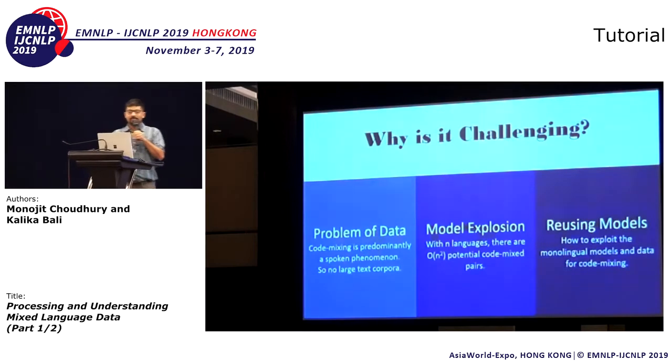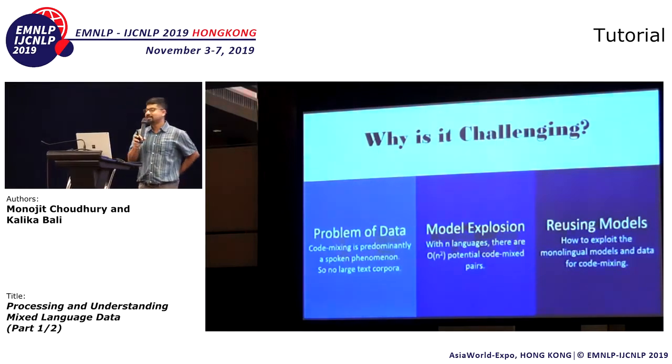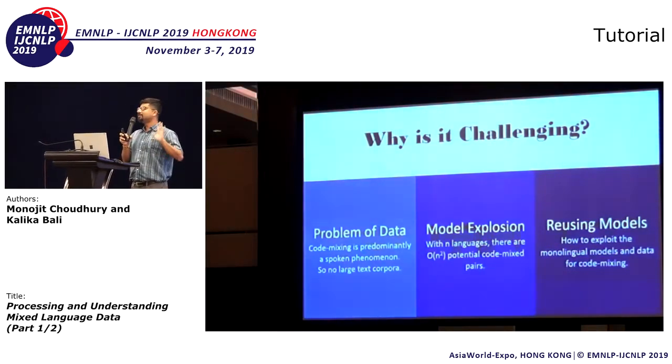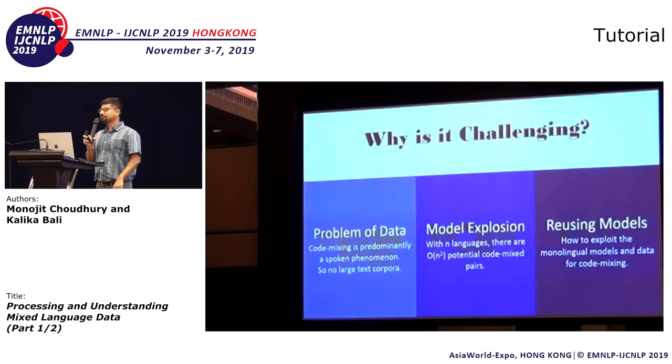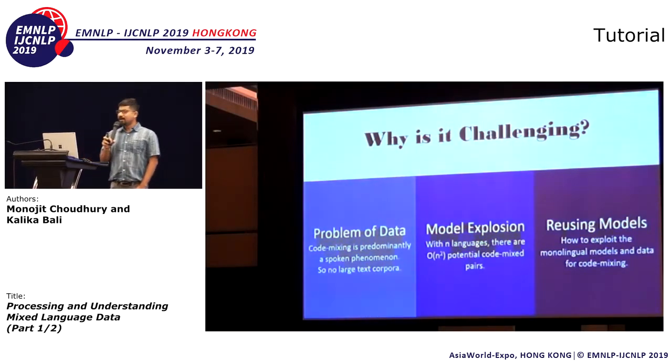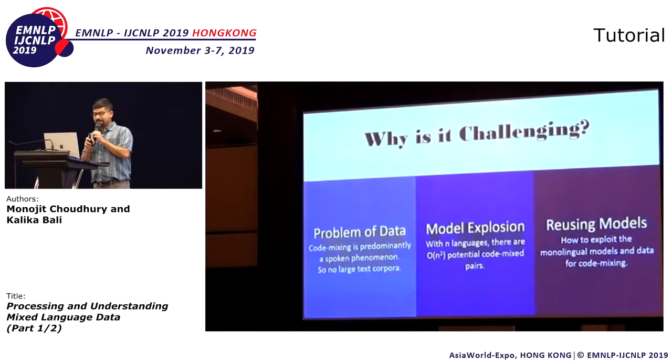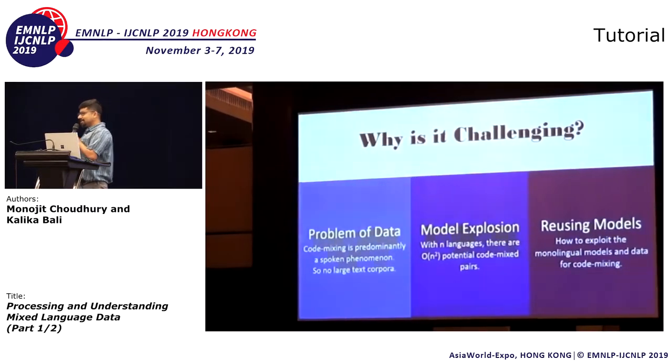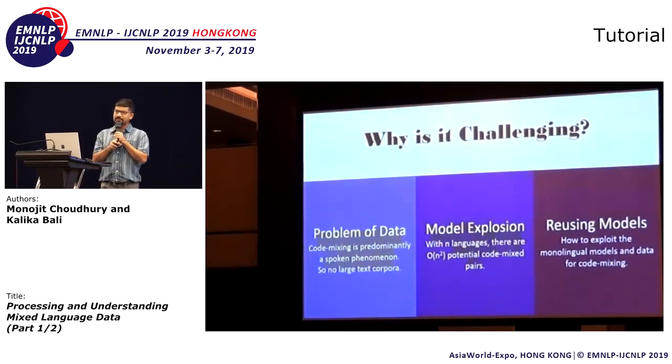So it's very important. If we all agree, then why is it challenging? I personally think there are 3 fundamental challenges when it comes to processing code mix data. So the first is the problem of data. As I said, mixing is predominantly a spoken language phenomenon. So you won't have a Wikipedia which is code mixed.